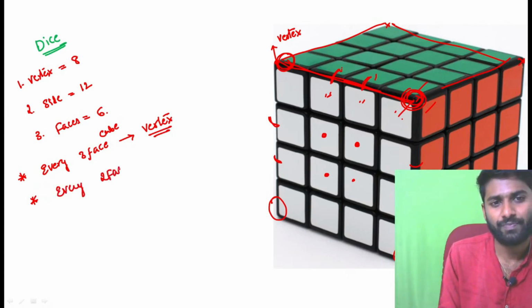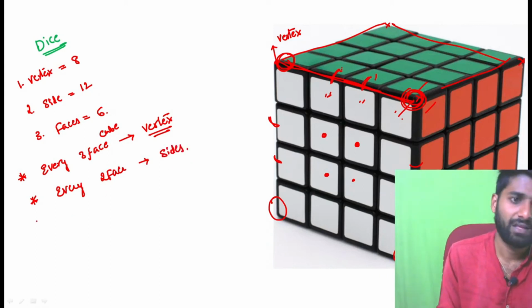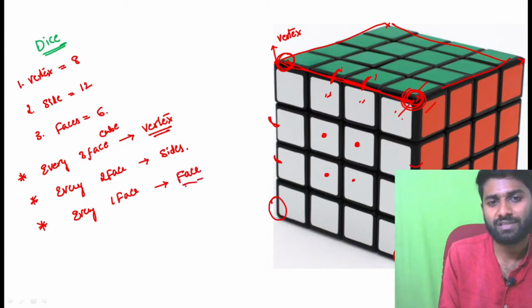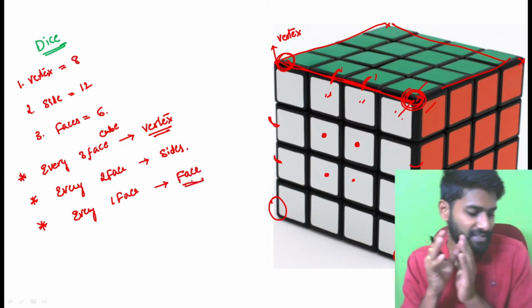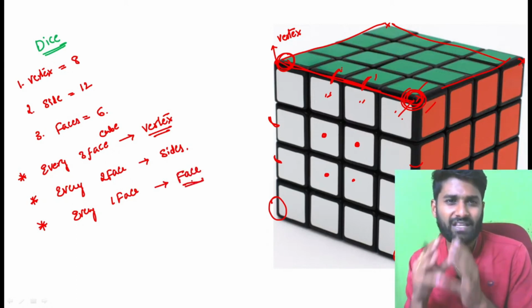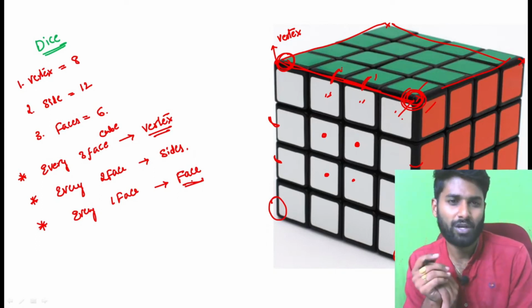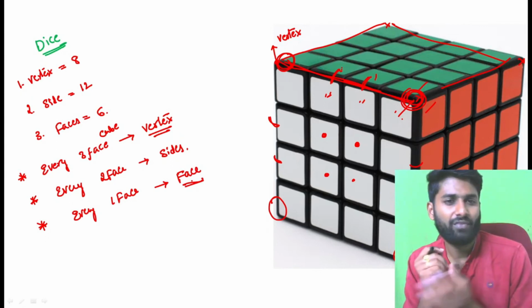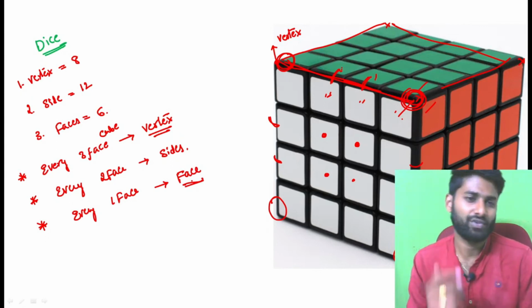Every two-face cube is available at sides only. And the third important point, every one-face cube is available at faces only. This is the second important point. If you see the cube, guys, every three-face cube is available only at vertex points. Every two-face cube is available at sides only. Every one-face cube is available at faces only.